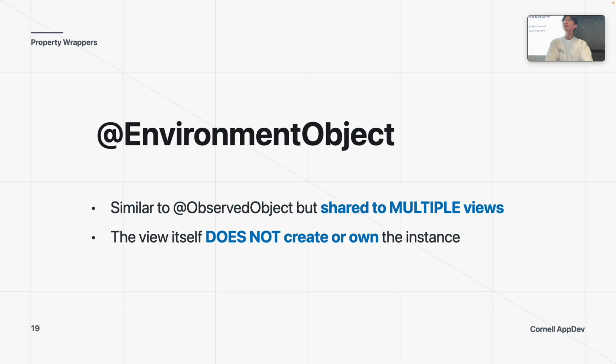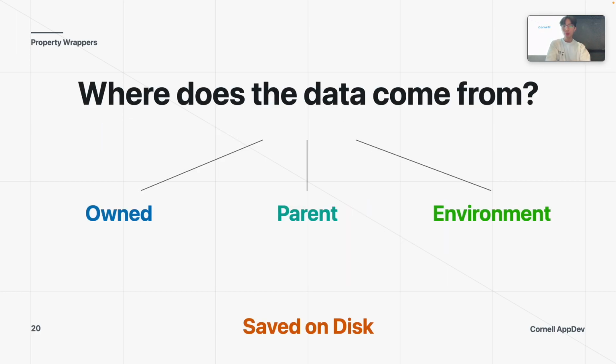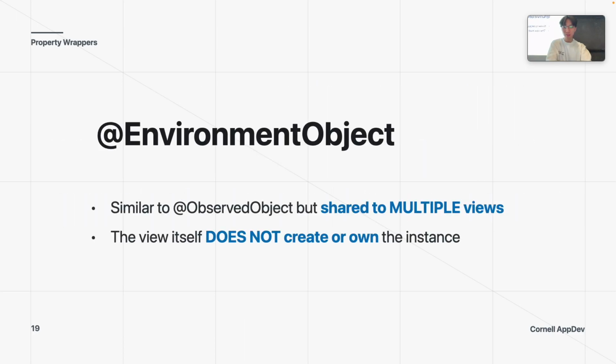And if the view doesn't create or own the instance, then you don't use @State here. I guess I didn't show it here, but you could use @Environment, which is the same as the @State version.